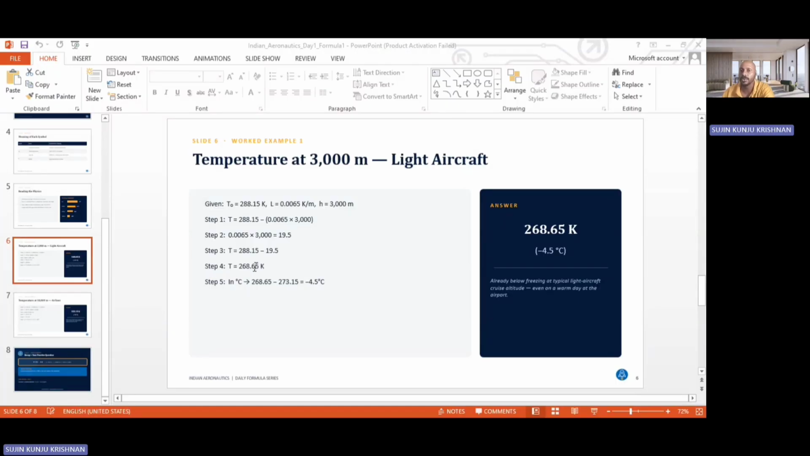Step three, substitute: T equals 288.15 minus 0.0065 times 3,000. Step four, calculate the second term first: 0.0065 times 3,000 equals 19.5. Step five, subtract: 288.15 minus 19.5 equals 268.65 Kelvin.